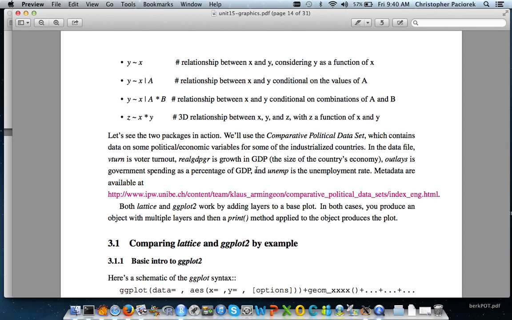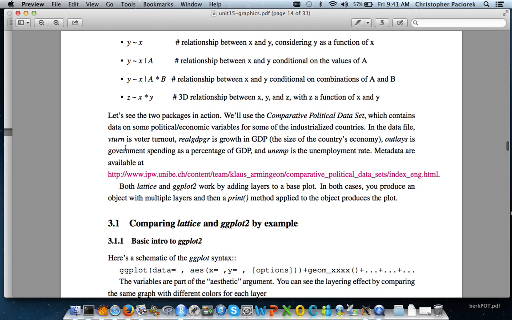Okay, so those of you who were at the R bootcamp in August will notice that this looks familiar because I'm using the same data set that we used there. It's this comparative political data set. And it basically has time series data on a bunch of different variables for individual countries, for about 20 different countries, the OECD group of industrialized countries.